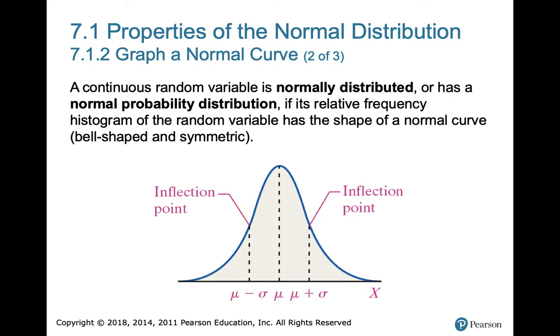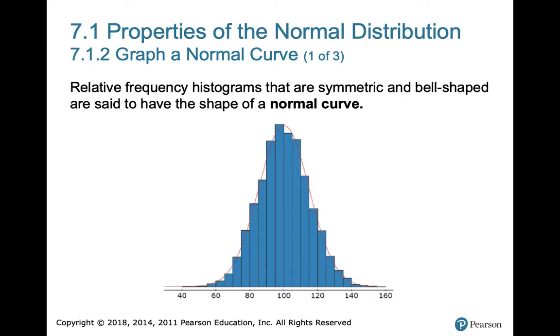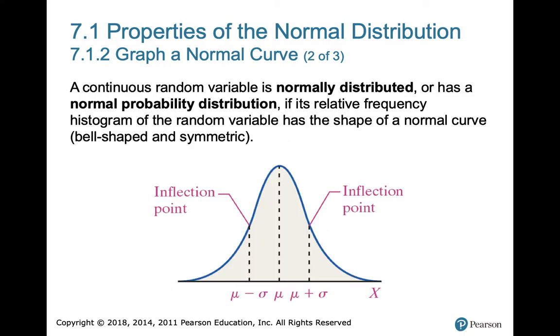A continuous random variable is normally distributed, or has a normal probability distribution, if its relative frequency histogram has the shape of a normal curve. Relative frequency is the percent of that happening in its decimal form. In the last slide, we saw the histogram with a red curve drawn onto it to show that normal shape. If our histogram is symmetrical and bell-shaped, then we can say that it follows this normal distribution.